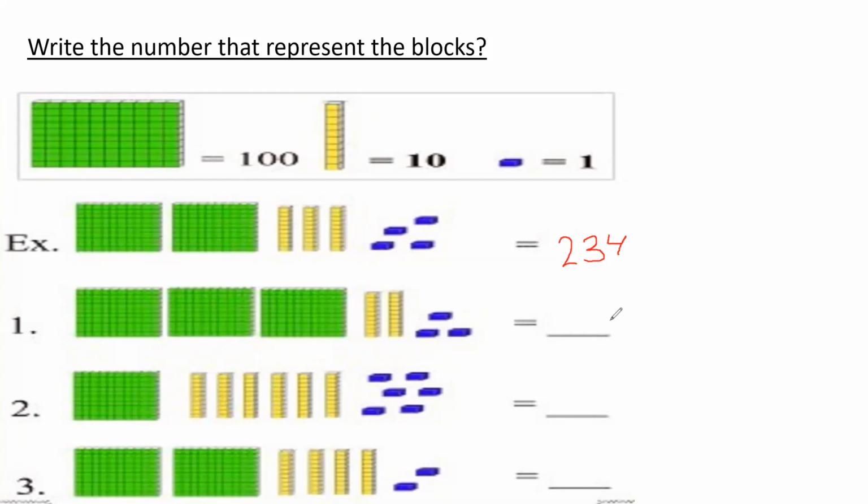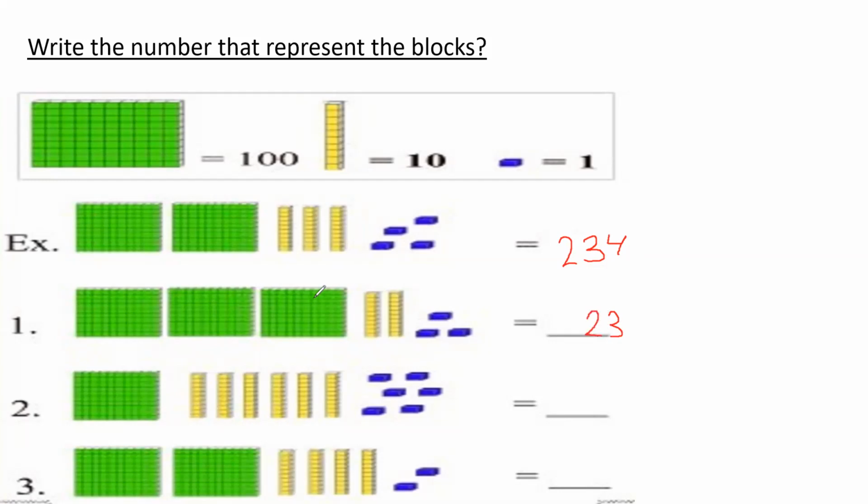1, 2, 3 small cubes. That means 3 in the ones digit. So it will be 3. Okay. Now, what about the longs? 1, 2. 2 longs. That means I have 2 tens. That's right. 2 in the tens digit.